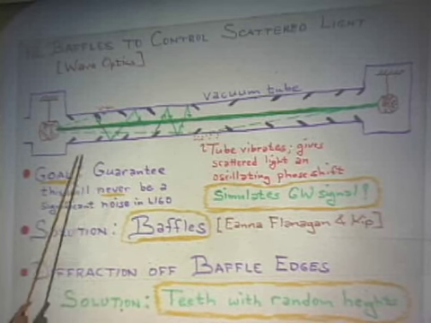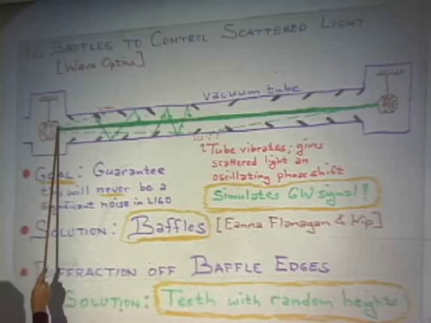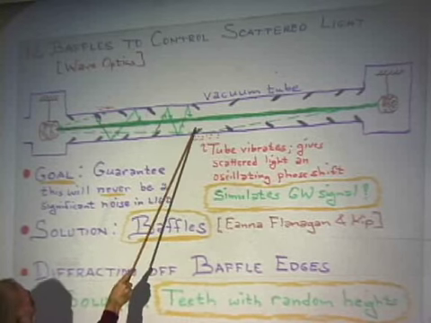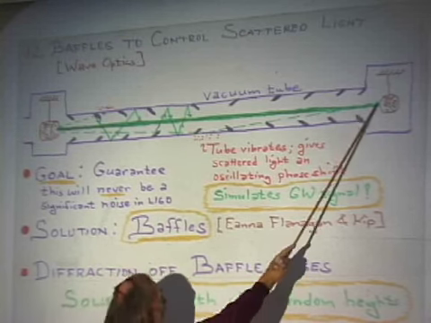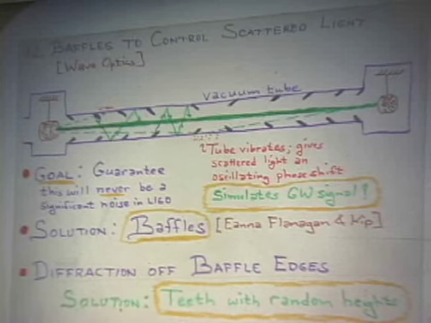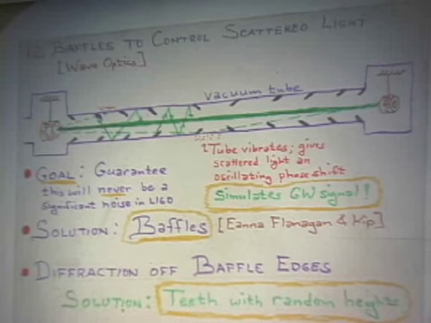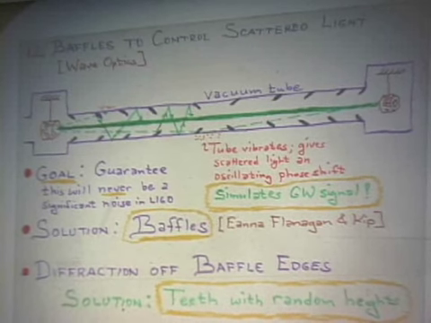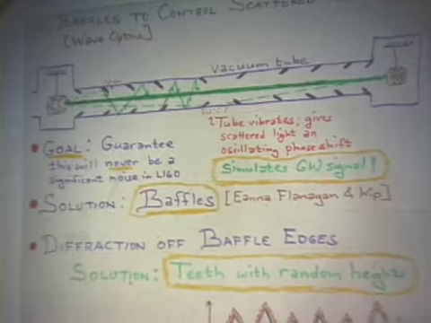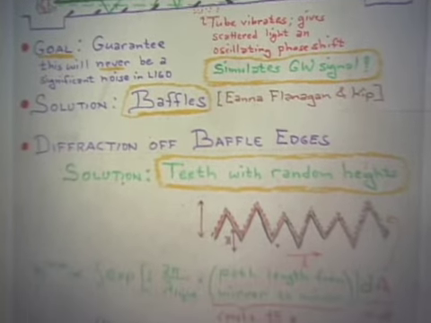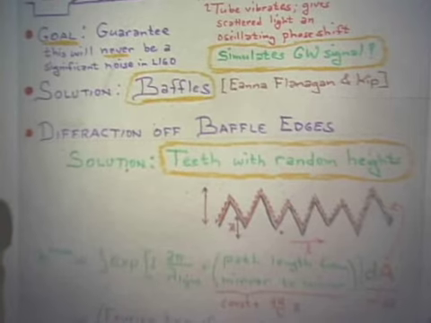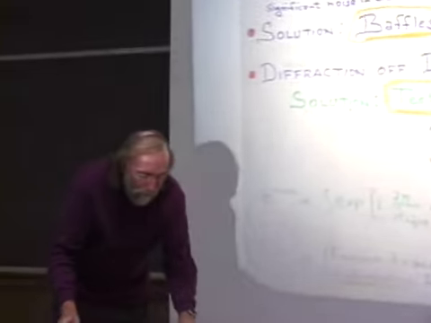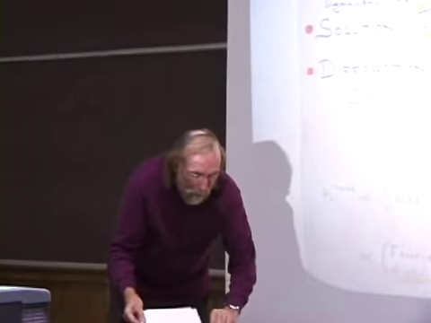And the other remaining issue is that light can go down and diffract off of the edge of the baffles and go back up to the other mirror. So those are the two issues that remain: the diffraction of light off the edges of the baffles and the back scatter off of the baffles. And so the name of the game then was to design a set of baffles that would control this noise.